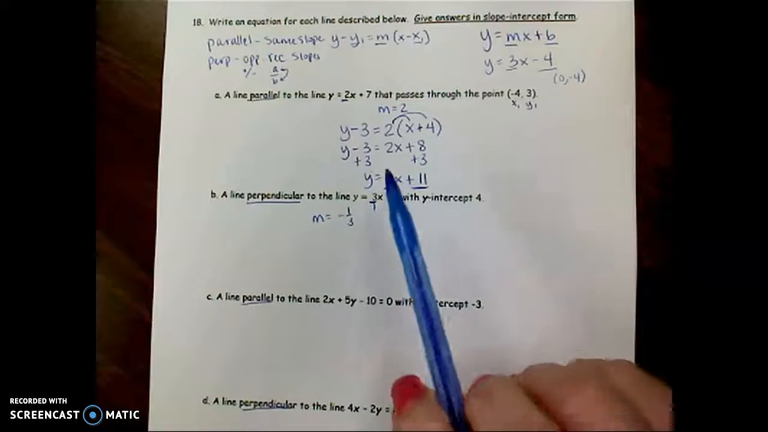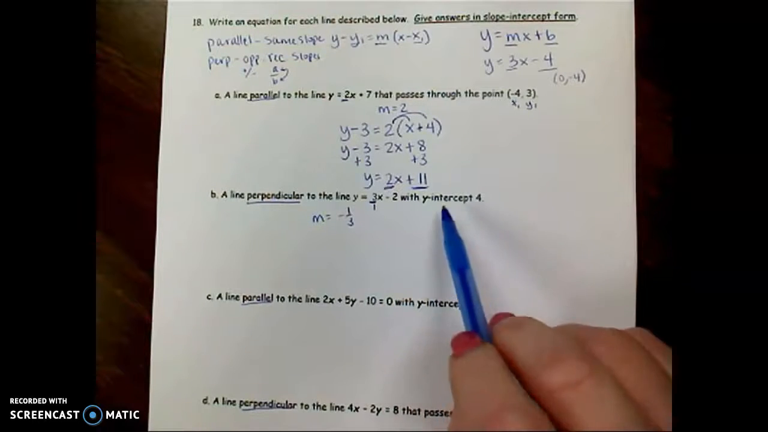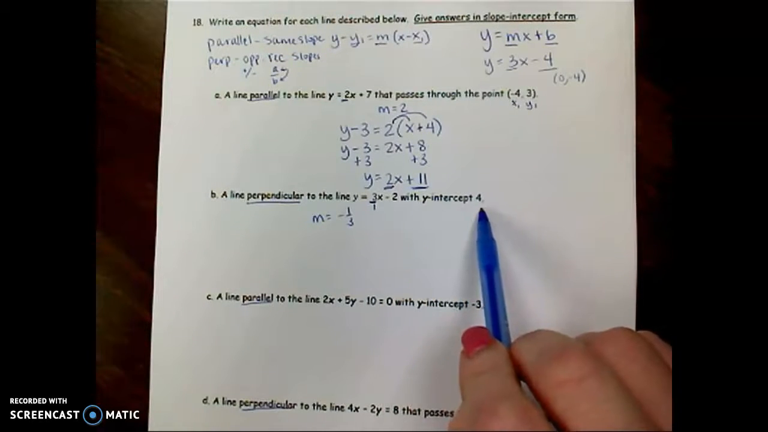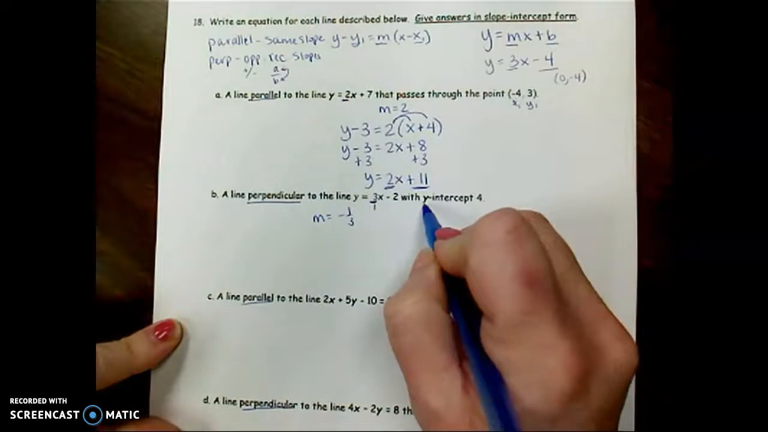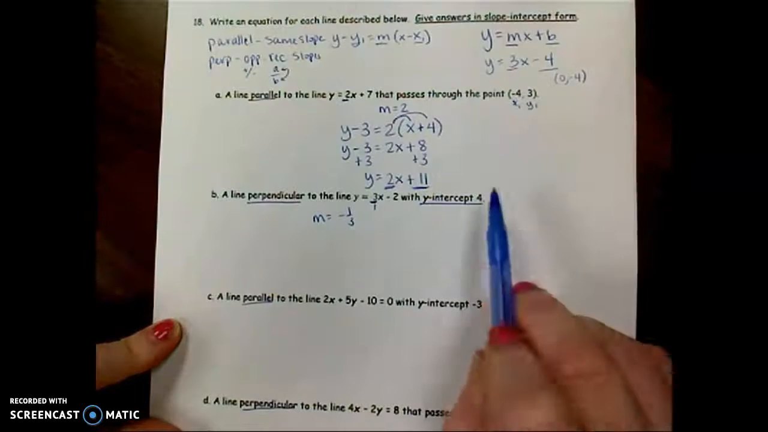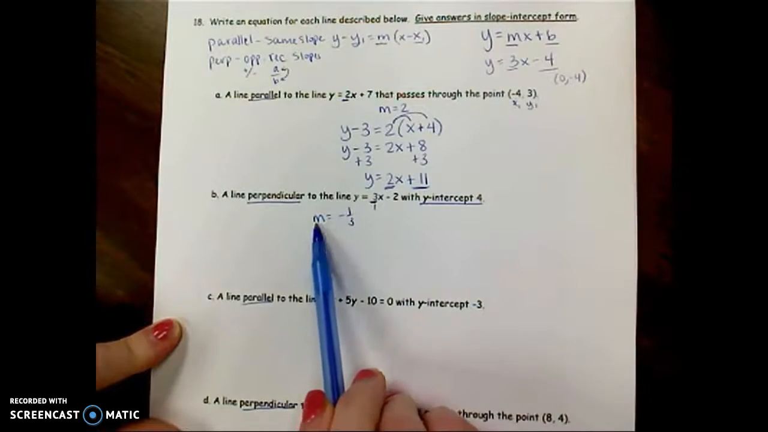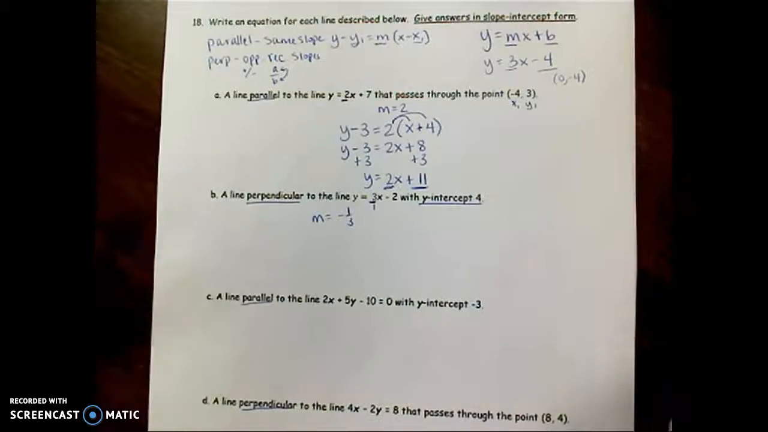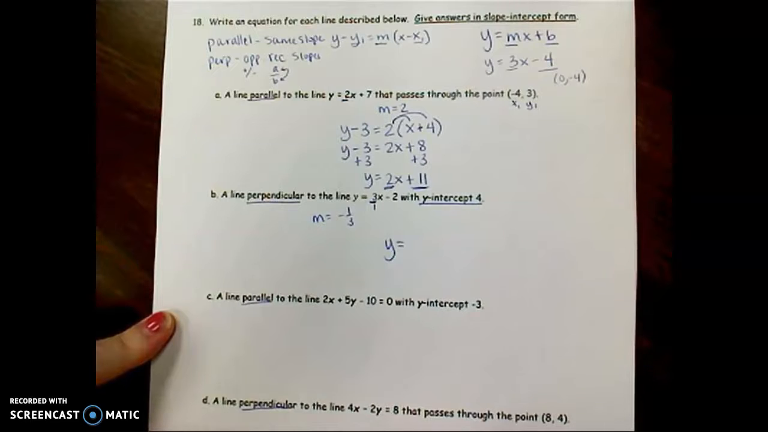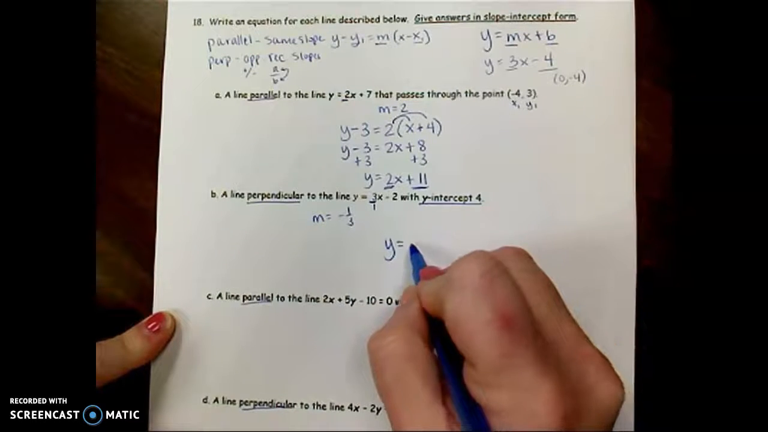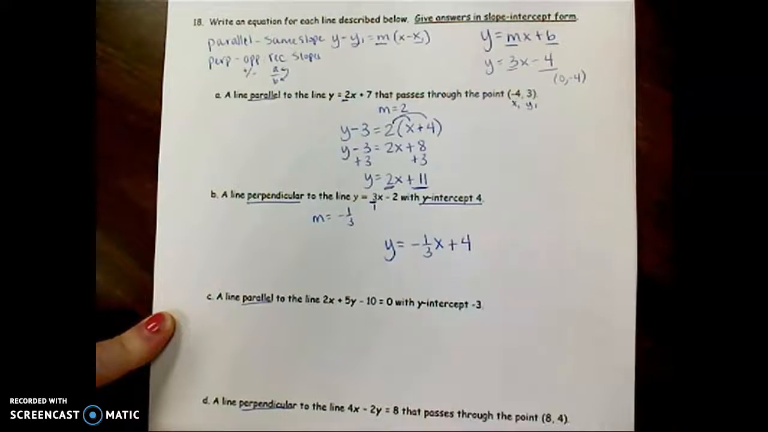Now on this one, I don't need to use point-slope form because I'm not given a point for it to go through. Well, I am, but I'm given the y-intercept, which is the point (0, 4). But there's no reason to use point-slope form because I'm given my y-intercept. That is my b value. So now I know my b value and my slope, my m value. I can write the equation from here. So the equation of the perpendicular line would be y equals my new slope, negative 1/3 x, then my y-intercept, which is a positive 4.